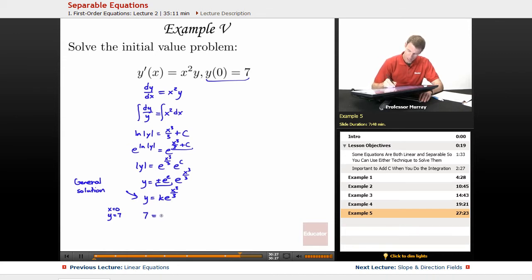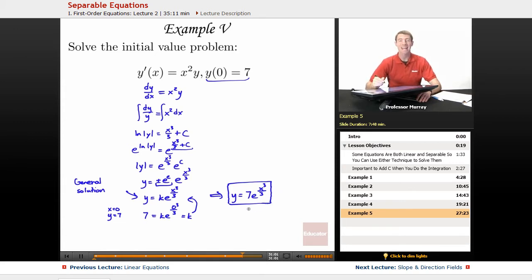7 for y and 0 for x, 0 cubed over 3. But e to the 0 is just 1, so that's equal to k. So I get 7 is equal to k. And if I plug that back into my general solution, now that I know what k should be, I get y is equal to 7e to the x cubed over 3. So that is my particular solution to the initial value problem. It's a solution to the differential equation and to the initial condition that we're given.